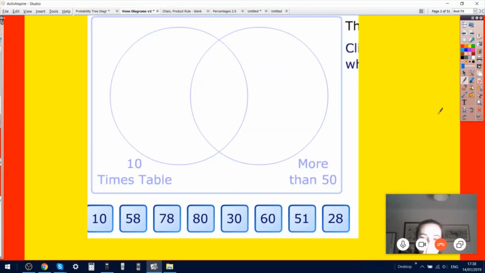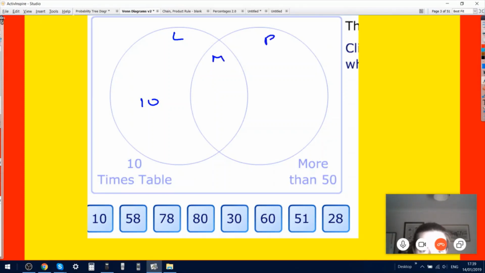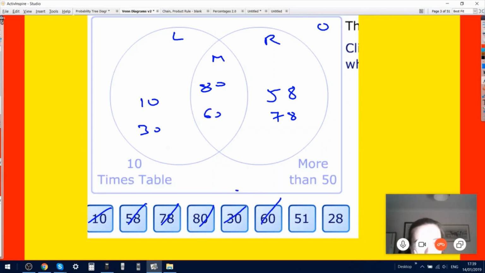Okay, what would go where? Uh, 10 in the first circle. The left? Yeah. Okay. 58 in the right. Yeah. 78 in the right. 80 in the middle. 30 on the left. 60 in the middle. 51 on the right.